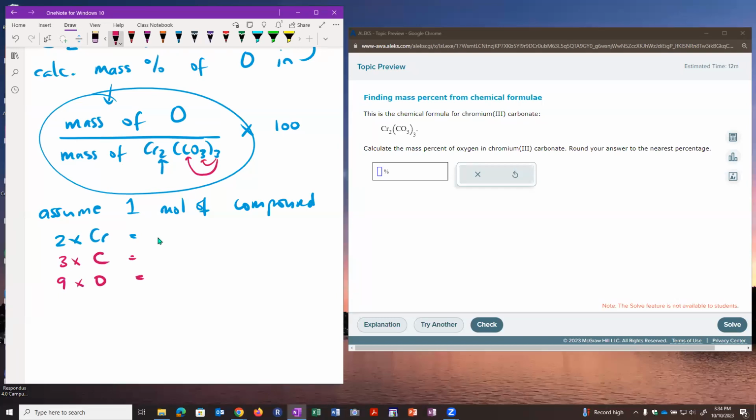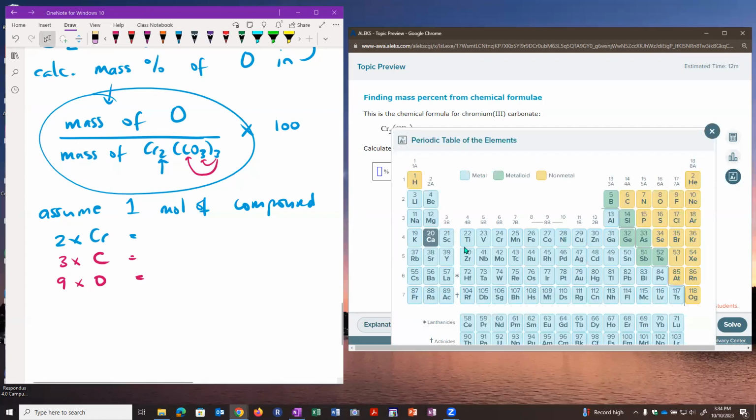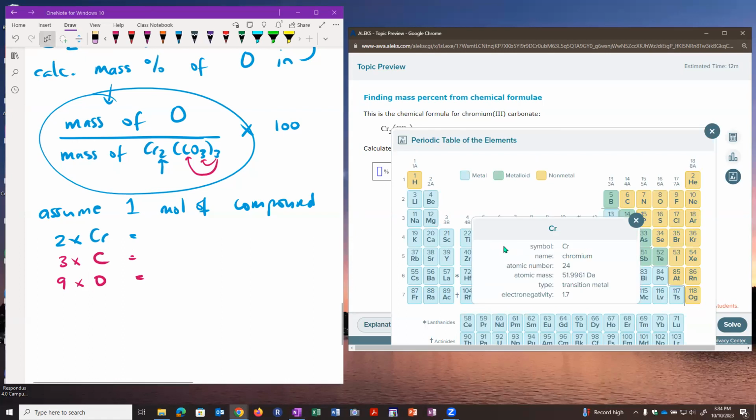Okay, and then we look these up in the periodic table. The periodic table is very helpful for us in a variety of ways. This is just one of them. So chromium is 51.99, and we'll round that to 2 decimal places, so 2 times 52.00. You have 3 carbons, so that's 3 times 12.01. And then 9 oxygens. Oxygen is 16.00 times 9.